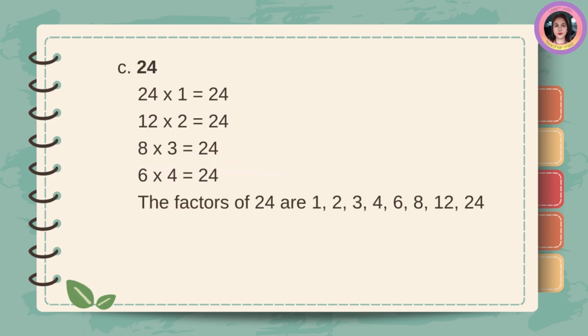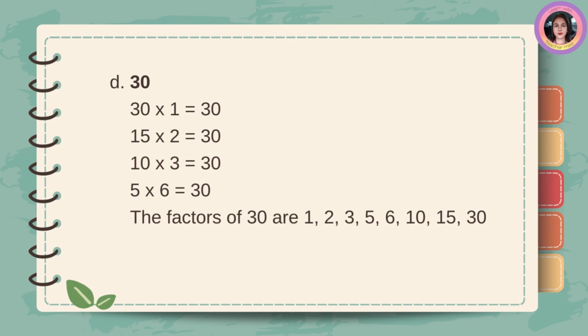Letter C, 24. 24 times 1 is equal to 24. 12 times 2 is equal to 24. 8 times 3 is equal to 24. 6 times 4 is equal to 24. The factors of 24 are 1, 2, 3, 4, 6, 8, 12, and 24.